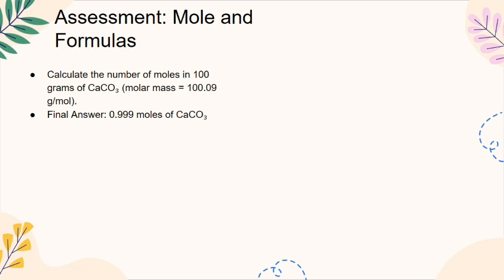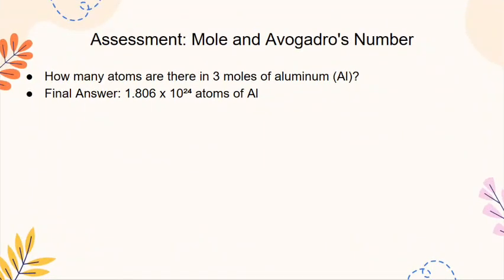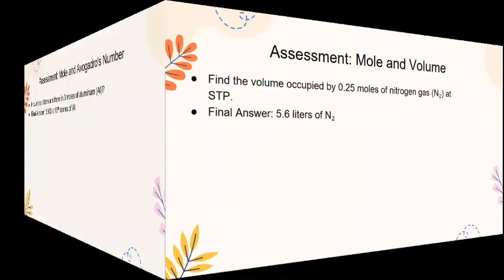This is another assessment for you. Calculate the number of moles in 100 grams of calcium carbonate. Molar mass is 100.09 gram per mole. You have your answer here, so you can always check your answer to see if you are right or wrong. This one is under mole and Avogadro's number. It's also for you to try. How many atoms are there in 3 moles of aluminium? Final answer is also being given for you to check.